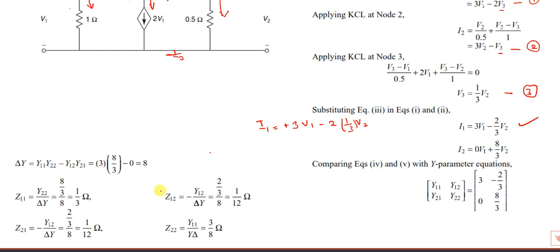If you remember these formulas, I'll repeat how to remember. Z11 means opposite, so you take Y22. For Z22 you take Y11, divided by delta Y. In the Y matrix, delta Y is 3 into the product of these two, minus this. So it is going to be 8, the 3 will get cancelled. 8 you're going to get. So it is very easy. You can try this.